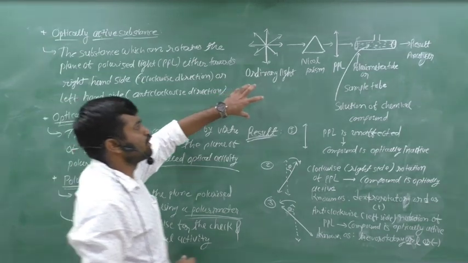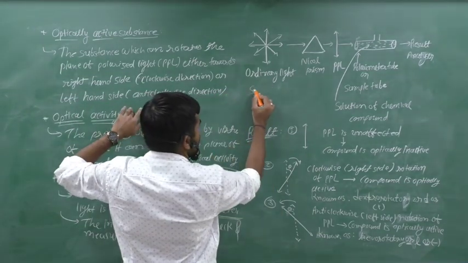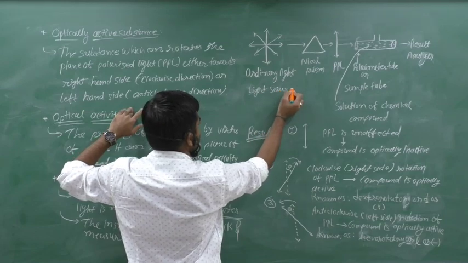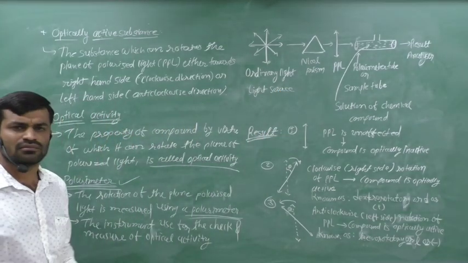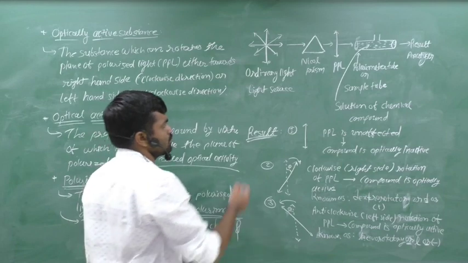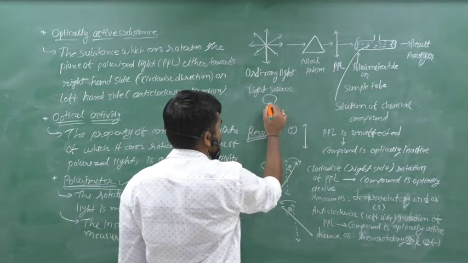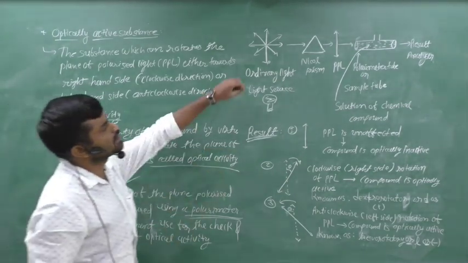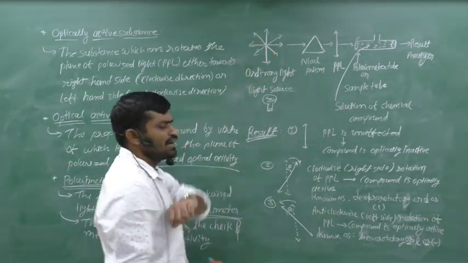First of all, we have an ordinary light, or light source. Light source means any light. We can have a lamp like a sodium lamp. Suppose we have a sodium lamp, then it gives ordinary light.